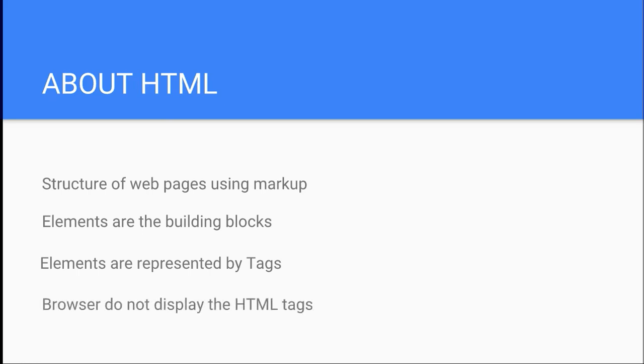And when the browser renders the HTML file, it will not display the HTML tags. The browser only displays the content from the HTML file, but not the tags that we use to make an HTML file. You will understand that when you write the code and when you display it from the web browser.